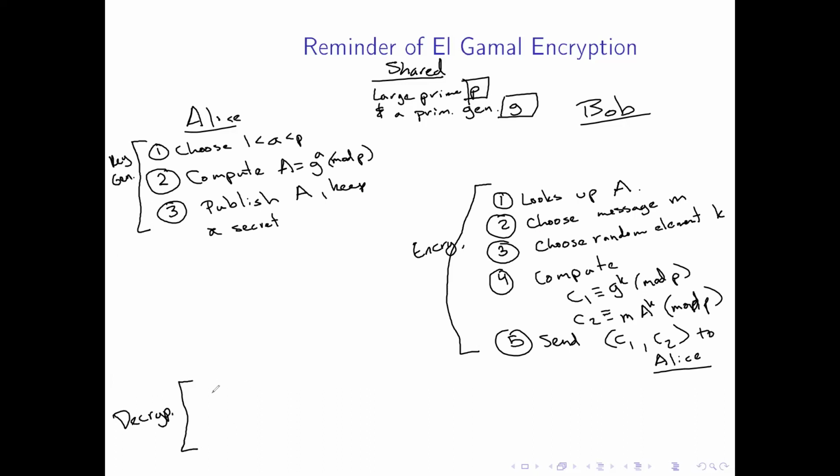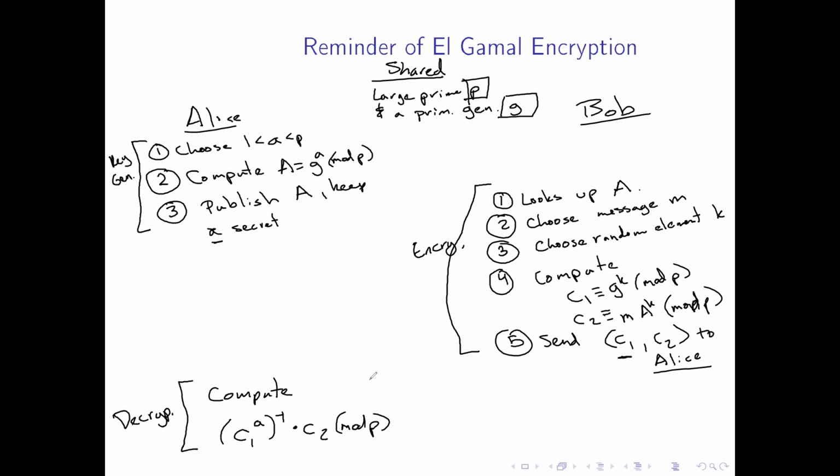That Alice would do. Well, Alice would compute the following. She would compute C1 to the little a, and then take the inverse of that and multiply that by C2, mod P. So she's going to take C1, take her little a, raise C1 to that power, and then find the inverse of that value and multiply that by C2 mod P.